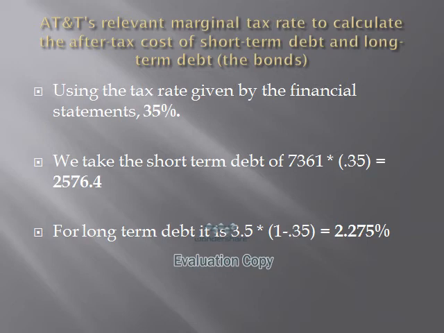Using the tax rate given of 35% and the short-term debt we calculated earlier, 7,361, you multiply that by 0.35 and you get 2,576.4. For the long-term debt, we take the 3.5%, which we calculated on the previous slide, and multiply that times 1 minus the tax rate of 0.35, and we get for the long-term debt 2.275% in all long-term issued debt.